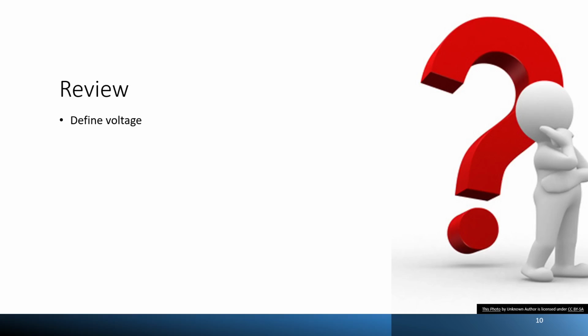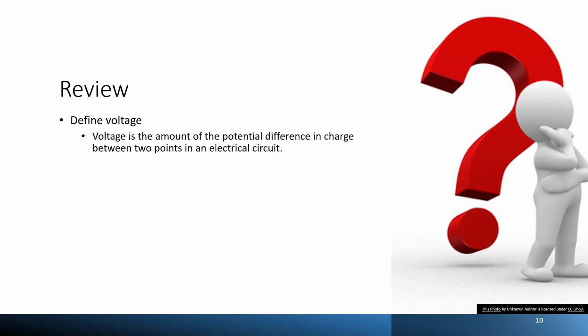Define voltage. As we've begun a practice of, let's go ahead and pause the video, try to define it on your own, and then come back. Okay, voltage is the amount of potential difference in charge between 2 points in an electrical circuit. Okay, it's potential energy. You can think of it as electrical pressure, and it is required for us to have current. We have to have voltage to have current.